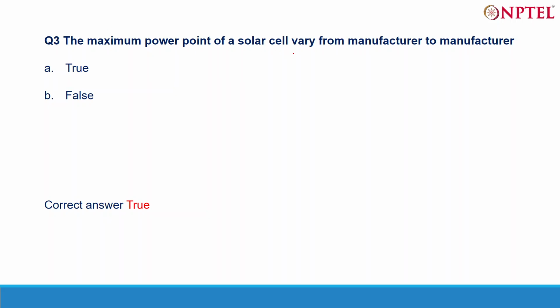Okay, so the next question is again about maximum power point. The maximum power point of a solar cell varies from manufacturer to manufacturer. So again, this maximum power point thing came up, and we'll discuss it. It varies from manufacturer to manufacturer. Why does it vary? We'll see. There are various things that differ, like operational characteristics of the solar cell, everything.